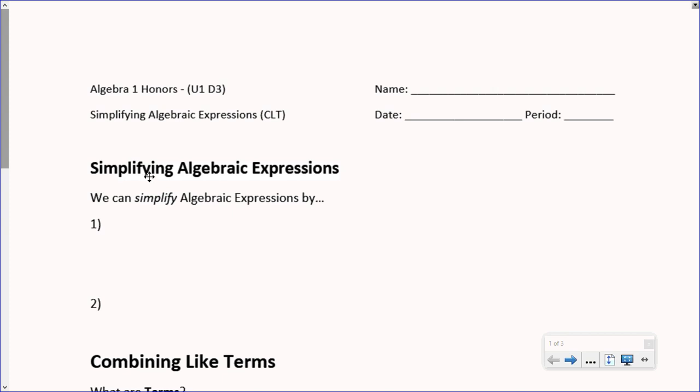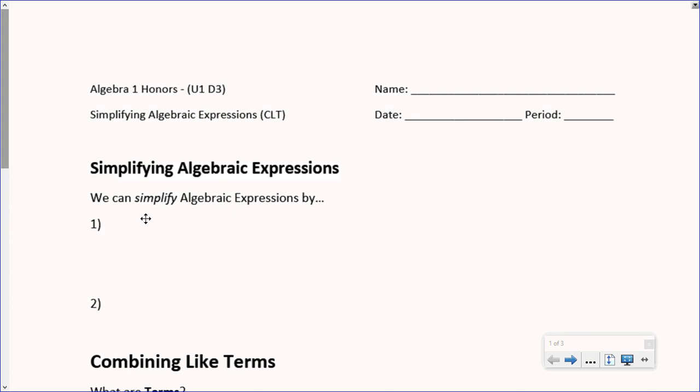So we're talking about simplifying algebraic expressions. When we simplify them, okay, simplify, not evaluate. Evaluate is when you can sub a number for a variable. Simplify means, like we did with order of operations, to try to get it down to a single number. Because we have variables in it, we're not going to be able to get that single number.